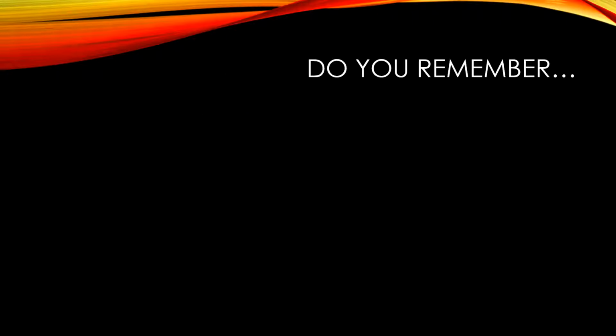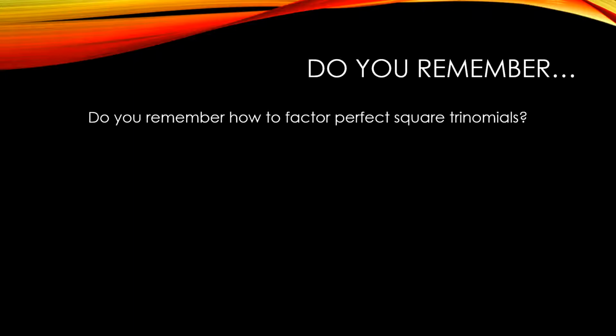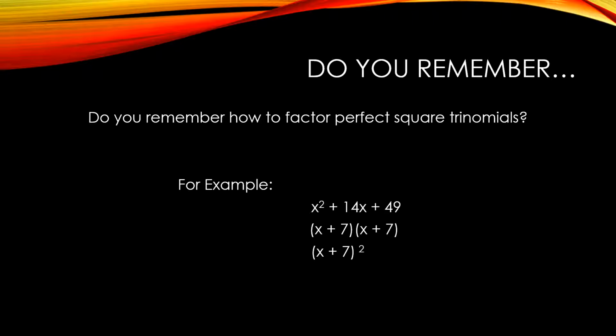So take it back just a little bit and ask yourself if you remember how to factor perfect square trinomials. That means that you get the same value using the product sum method. Here's an example. x^2 + 14x + 49. Now using the product sum method, we need to find two numbers that add to 14 and the same two numbers multiplied to give us 49. Well, that's 7. 7 plus 7 equals 14. And 7 times 7 equals 49. So since we have two identical brackets, we can write it as one bracket to the power of 2.